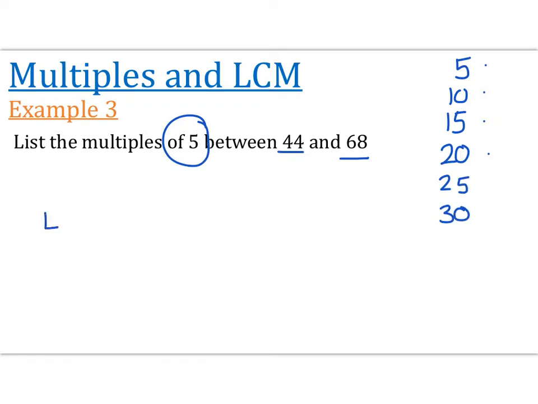Well, I think the first one that's going to be a multiple of 5 is going to be 45. And then after that is going to be 50, and then probably 55, and then 60 and 65. I'm not going to go to the next one because the next one after that is going to be 70, which is much too big. So there you go. There are the multiples of 5 that are between 44 and 68.